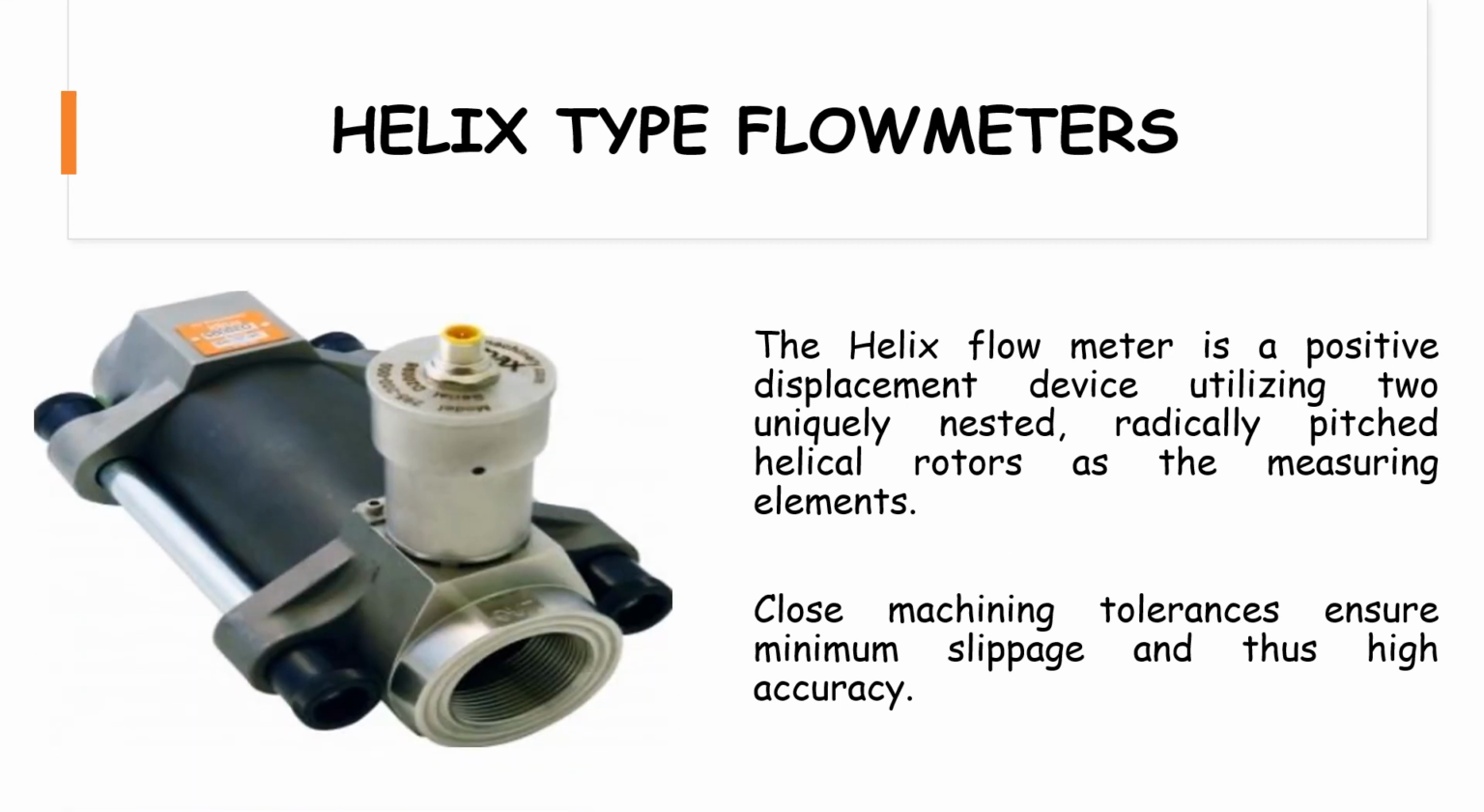This diagram shows you how a helical type is going to look practically. The helix flow meter is a positive displacement device utilizing two uniquely nested, radically pitched helical rotors as the measuring elements. The close measuring tolerances ensure minimum slippage and thus high accuracy. With this, we have come to the end of positive displacement flow meters. Thank you.